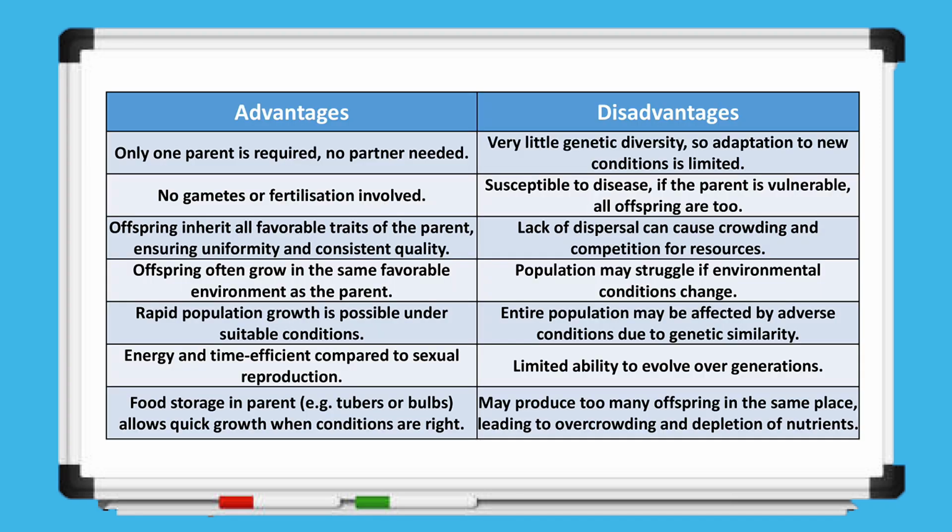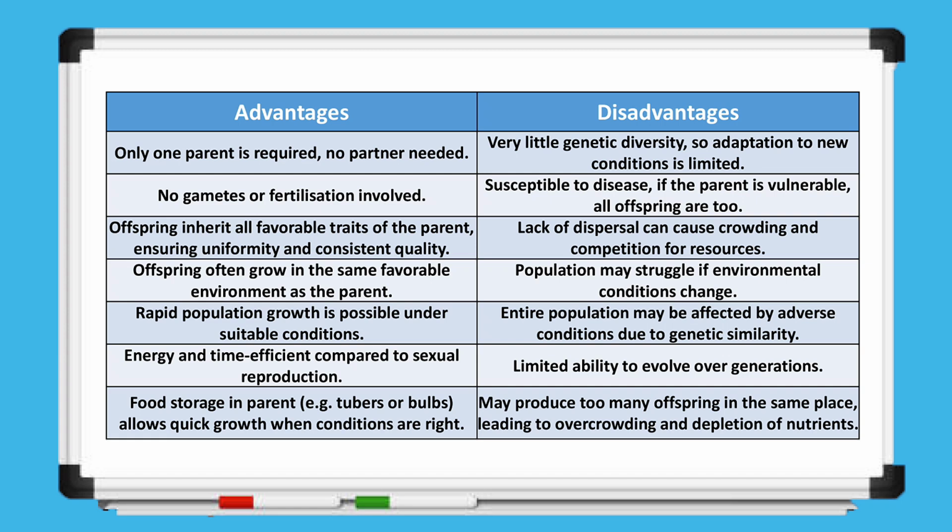Now, let's look at the advantages and disadvantages of asexual reproduction with this table. Asexual reproduction has both advantages and disadvantages. The advantages include that only one parent is needed, so no partner is required. There is no involvement of gametes or fertilization. Offspring inherit all the favorable traits of the parent, ensuring uniformity and consistent quality. They often grow in the same favorable environment as the parent.